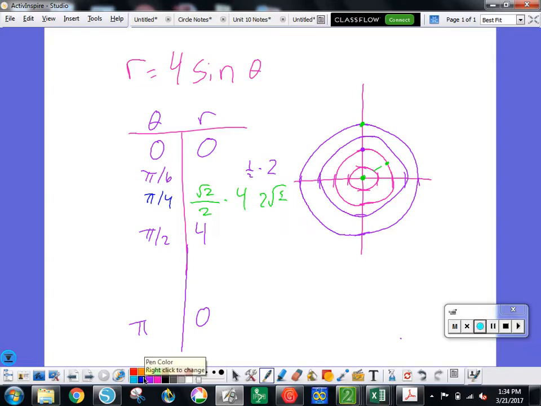I hear a 2.85, 2.84. Okay, so here I got 2.84. Okay, let's hurry and do pi thirds.